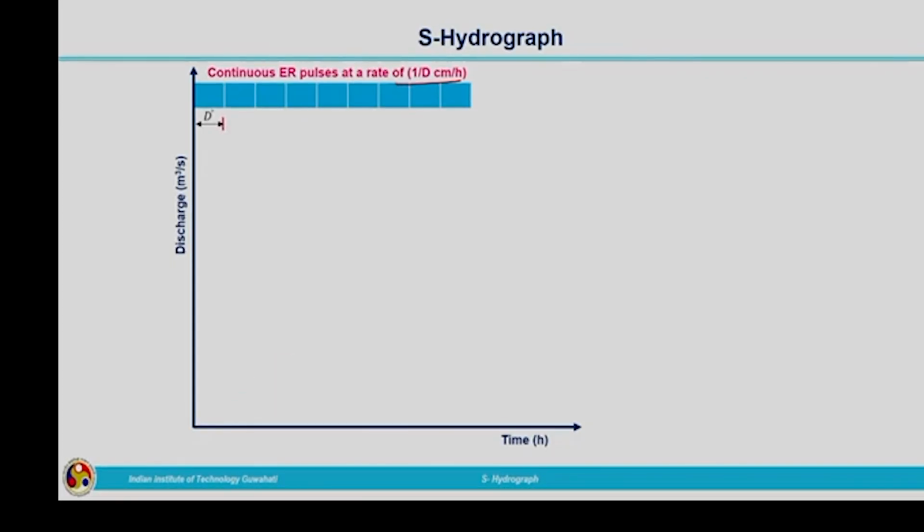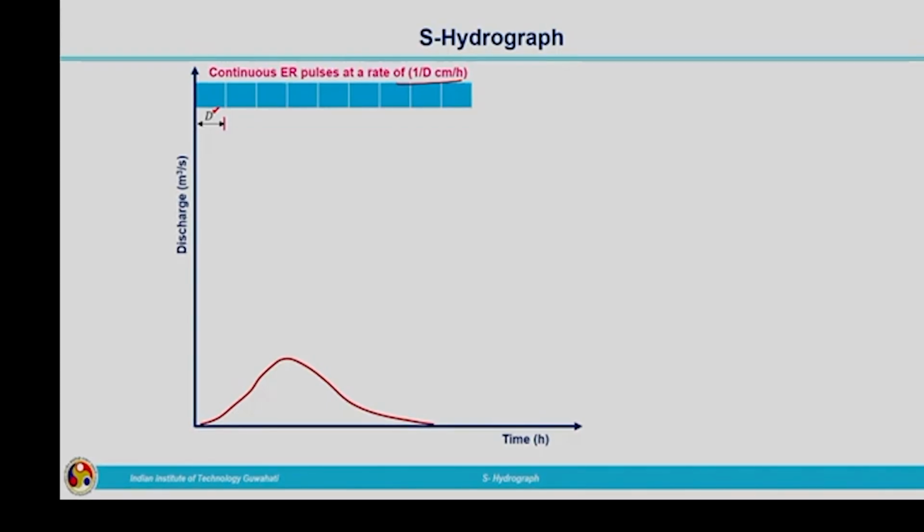This is the duration of an individual pulse, which will produce a unit hydrograph. In a similar way, the next D hours of effective rainfall will produce a unit hydrograph after a duration of D hours, with a lag of D hours.